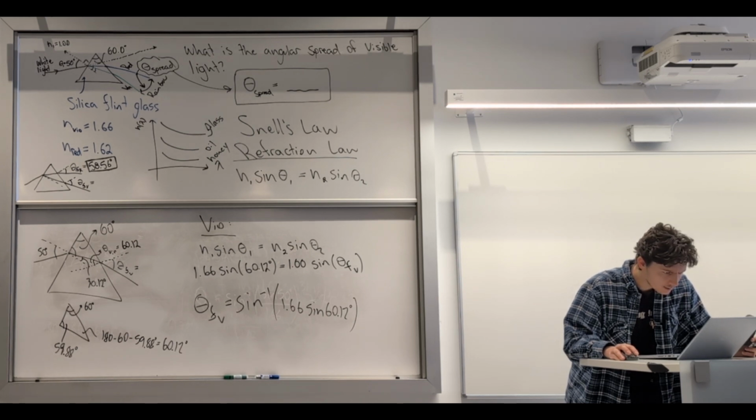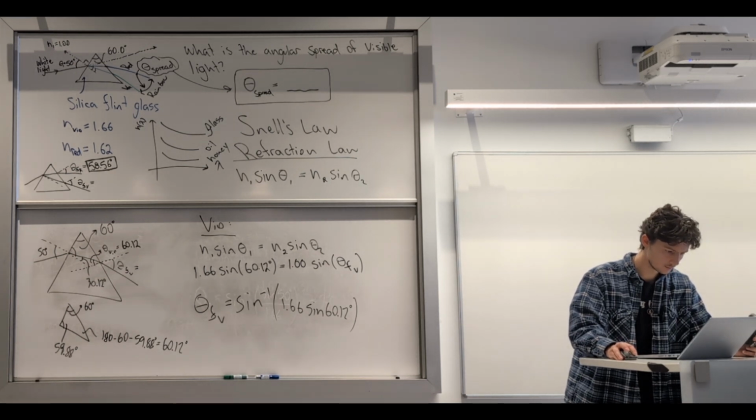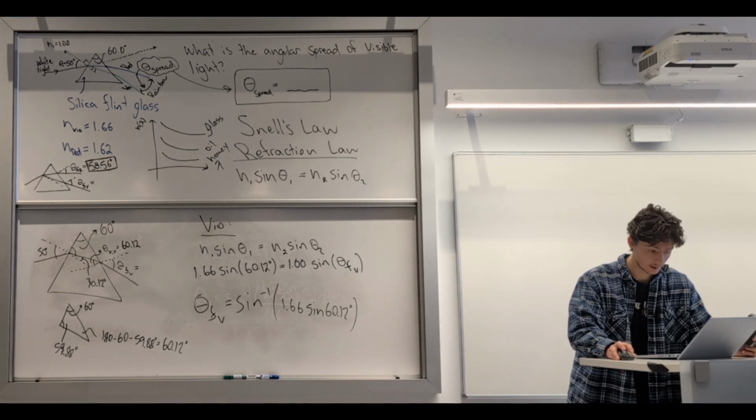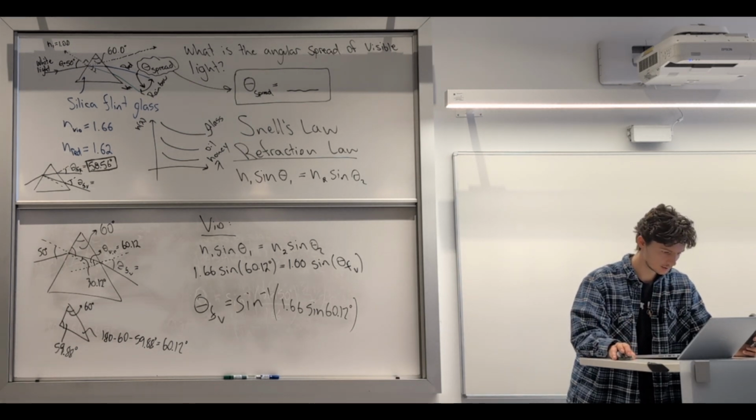I'm getting an error. What the heck? Okay, let me retry that again. Inverse sine of 1.66 times sine of 60.12. Error again. Let me try sine of 60.12 on its own times 1.66. Huh.